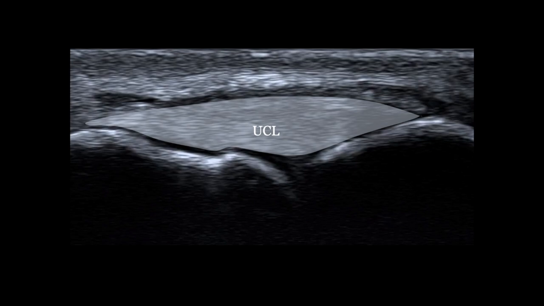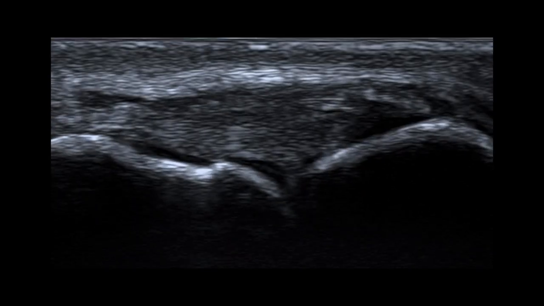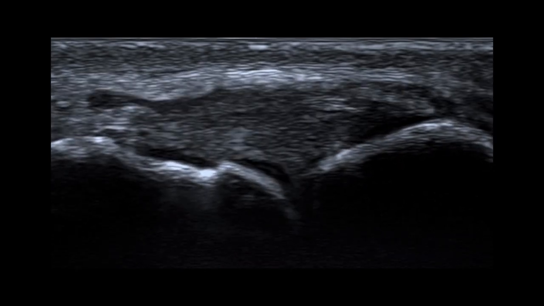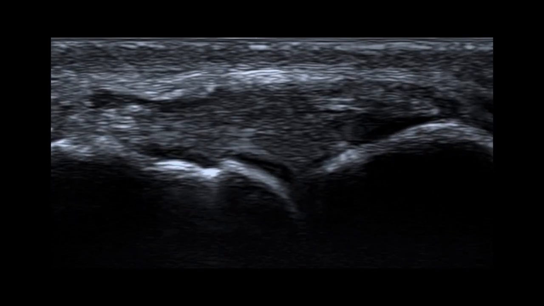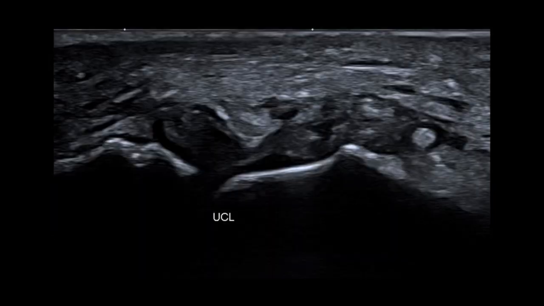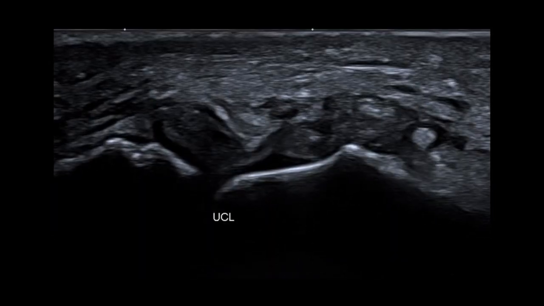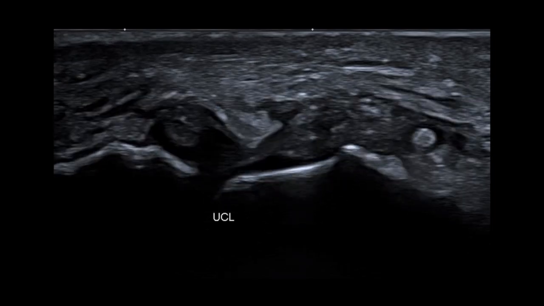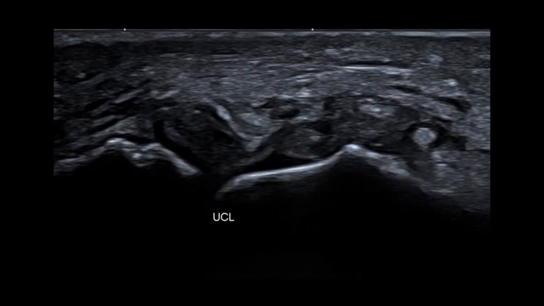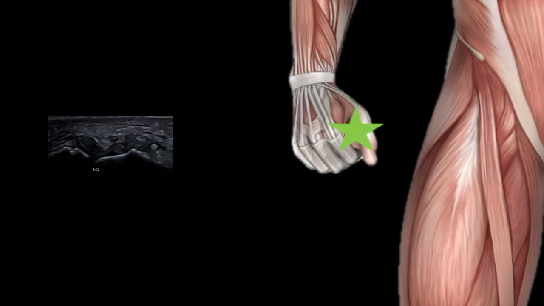Now, on a normal thumb, the adductor aponeurosis will be superficial to the UCL, and as it is intimately related to the extensor apparatus of the thumb, if we move the IP joint of the thumb, we will see the adductor aponeurosis slide back and forth. And it follows that if any part of that UCL is seen superficial to the adductor aponeurosis, then by definition, we have a Stener lesion.